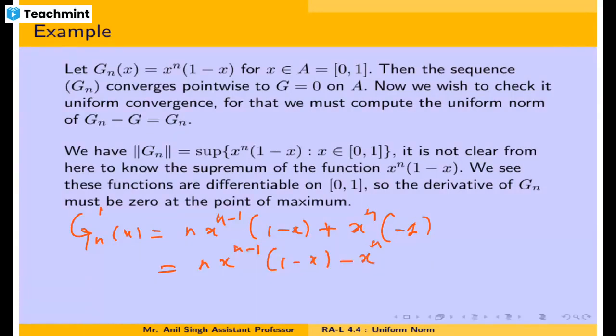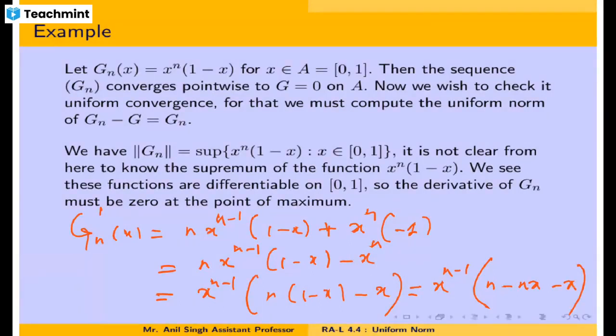And if we further simplify it, I can take out x to power n minus 1, and then I will be left with n into 1 minus x minus x. So simplify a bit more: x to power n minus 1, and multiplying inside, it has to be n minus nx minus x. ठीक है, तो इसको थोड़ा सा एक स्टेप ऊपर से, x^(n minus 1) into n minus (n plus 1)x. ठीक है ना, ये डेरिवेटिव आ गया इसका.